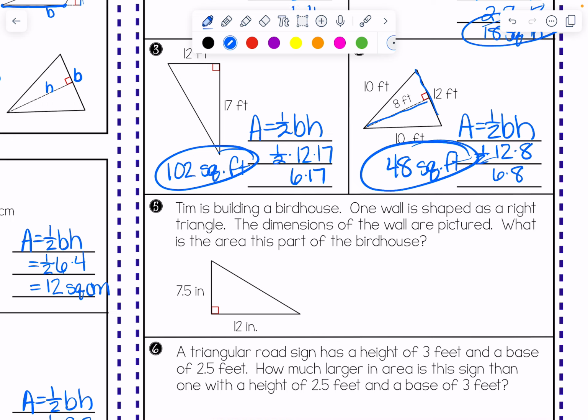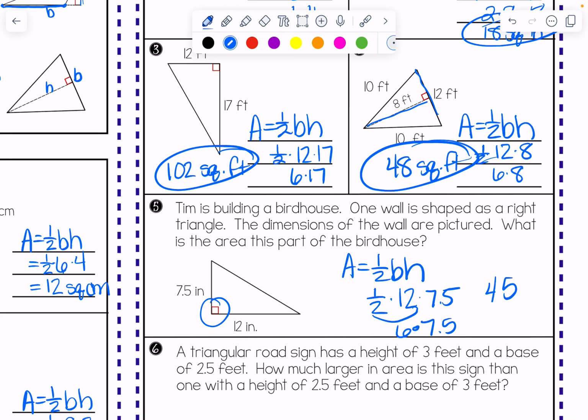All right, Tim is building a birdhouse. One wall is shaped as a right triangle. The dimensions of the wall are pictured. What is the area for this part of the birdhouse? So we need the area of a right triangle, so start with that area formula, 1/2 base times height. My base and my height are perpendicular to each other, so 1/2 times 12 times 7.5. I know half of 12 is 6, so I'm going to do 6 times 7.5, and that is going to end up being 45 square inches.